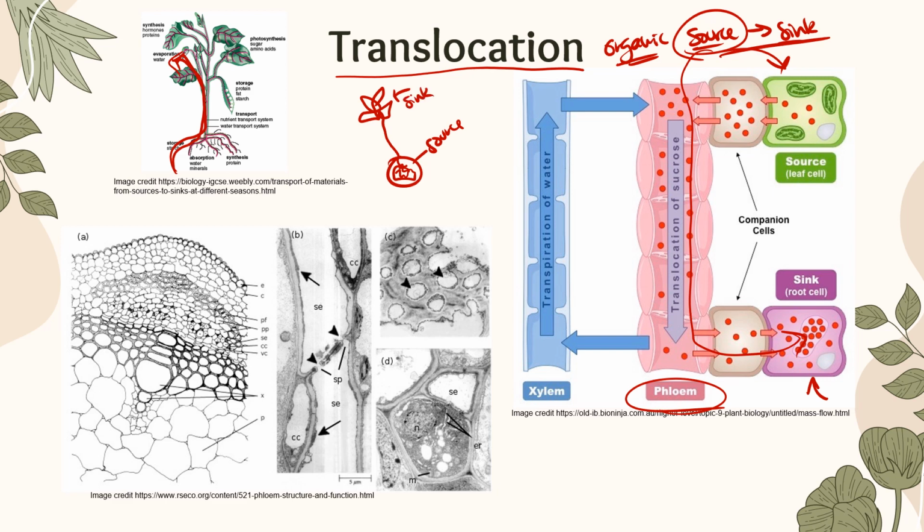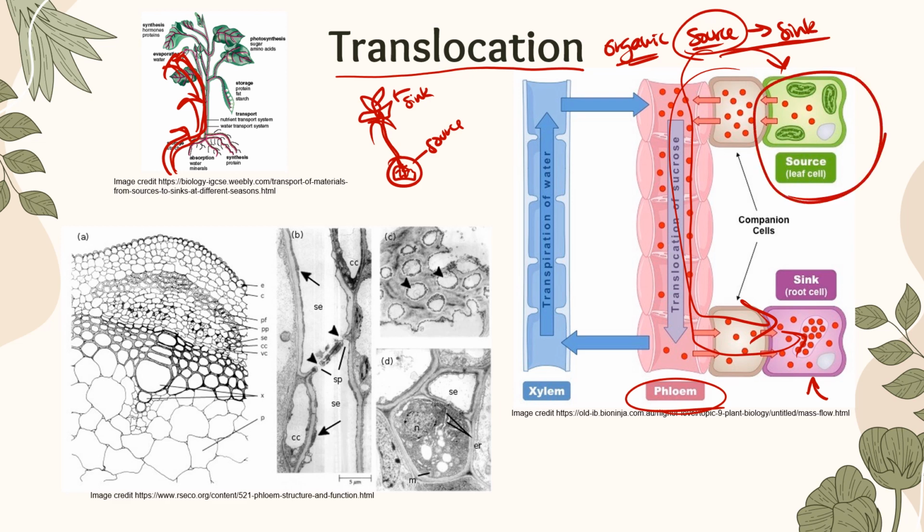So in our transpiration xylem tissues, we always move up, up, up. Translocation, we could move down, but we could also move up. So translocation is going to move always from source to sink. But how? Let's talk about these details.